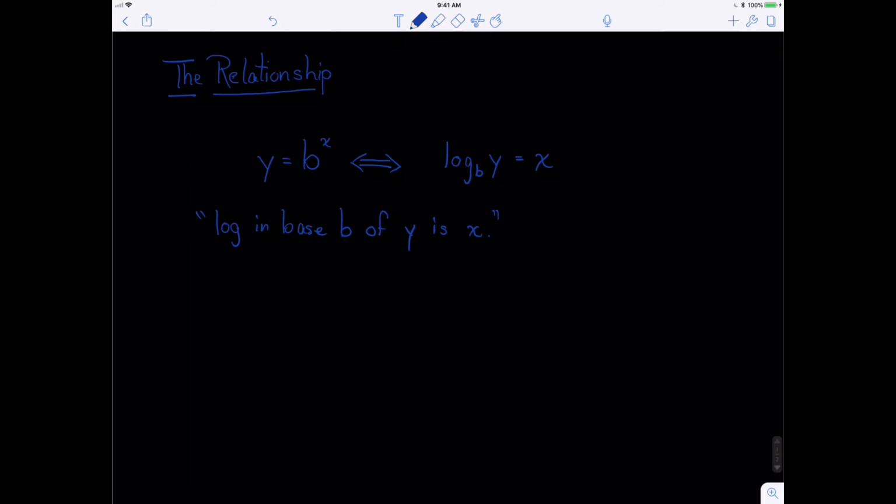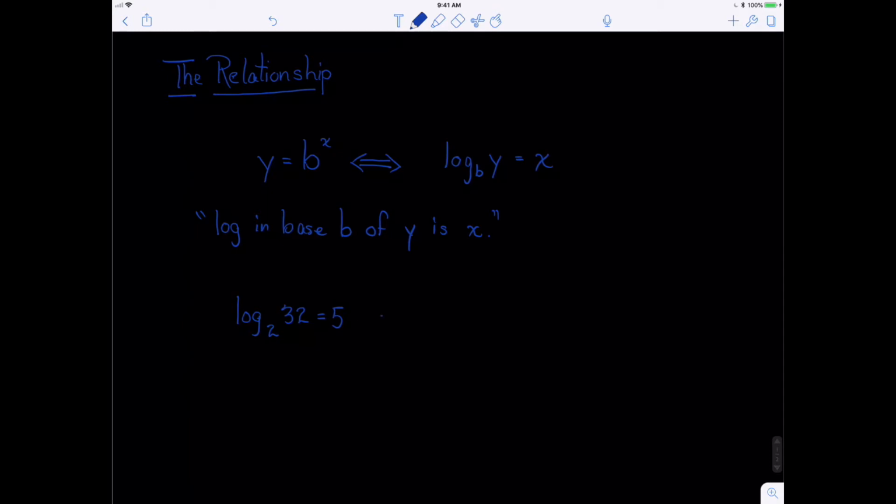So let's try this. If I give you a problem like this, log base 2, sorry, base 5 would be very difficult. Log base 2 of 32 equals 5.